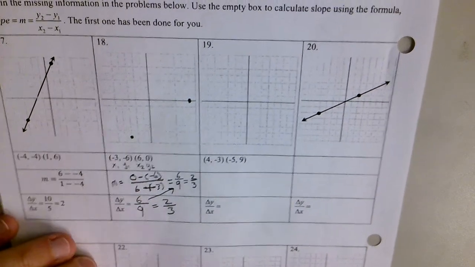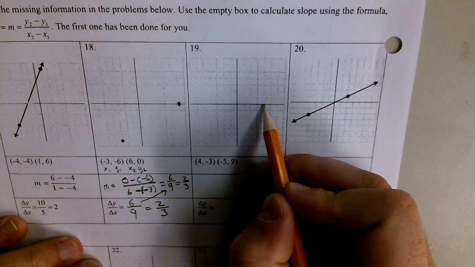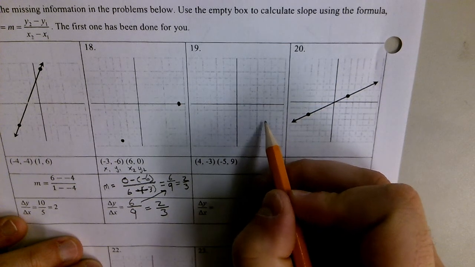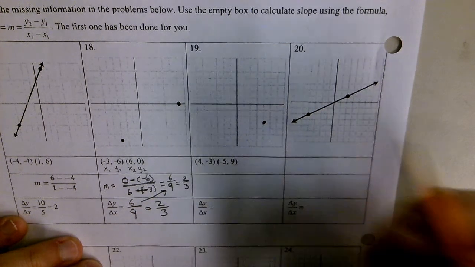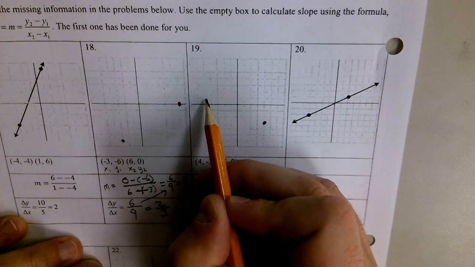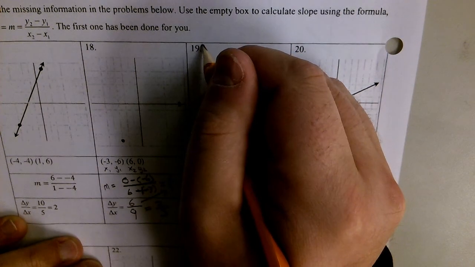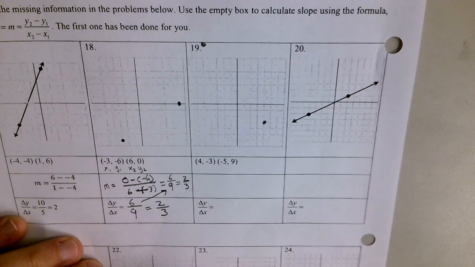In number 19, we've got 4, 1, 2, 3, 4, negative 3, 1, 2, 3, so there's a point there. And then we have negative 5, 9, negative 1, 2, 3, 4, 5, 1, 2, 3, 4, 5, 6, 7. What? It's going to be like way up there. All right.